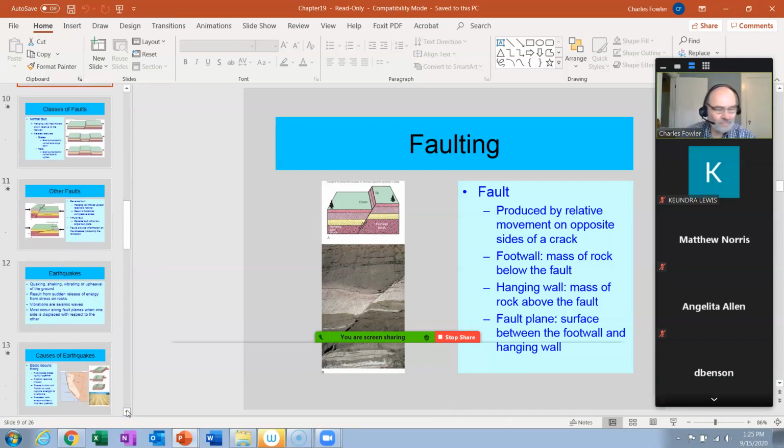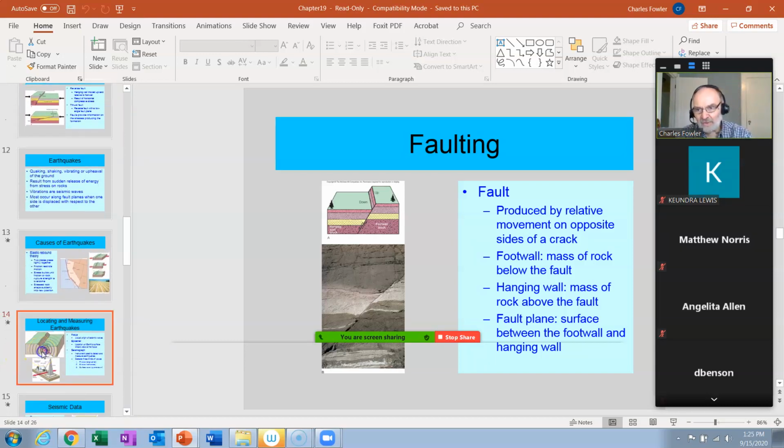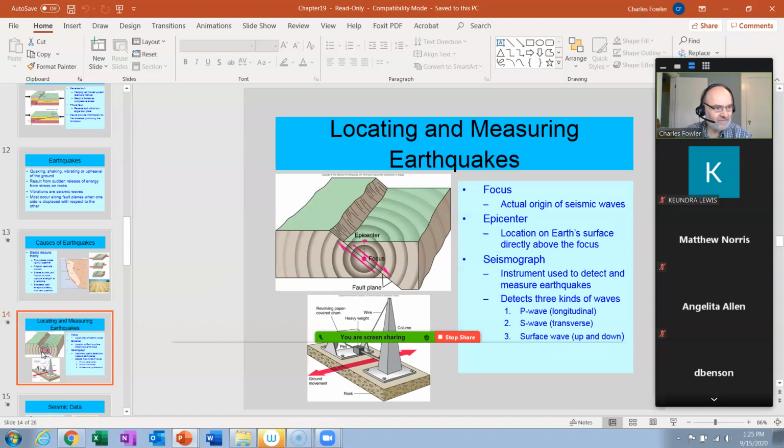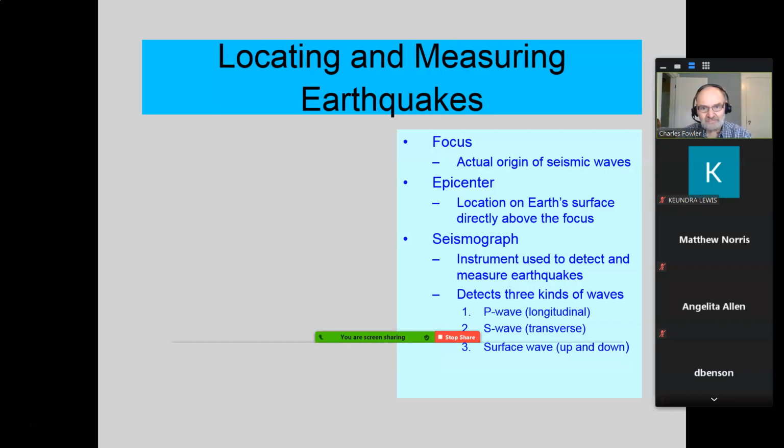Okay, here we are on earthquakes, causes of earthquakes. Here's where we are: locating and measuring earthquakes. That's where we're starting today. So let's get to slideshow from current slide, and we'll go from there.